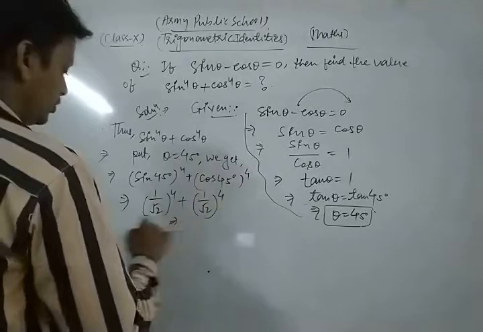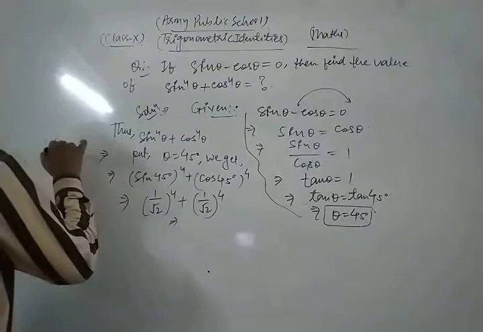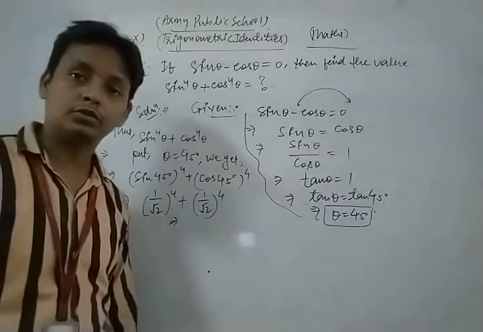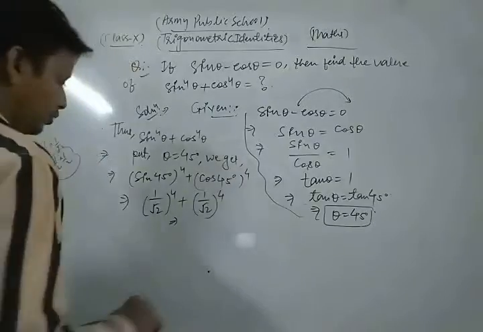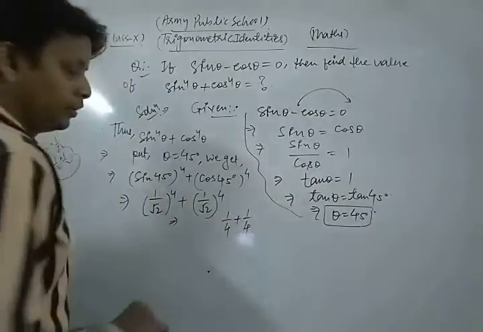So we get what? So 1 upon under root 2 into 1 upon under root 2 is 1 upon 2, 1 upon 2, 1 upon 2, that is 1 upon 4. Means the value of 1 upon under root 2 to the power 4 is 1 upon 4. So 1 upon 4 plus 1 upon 4.